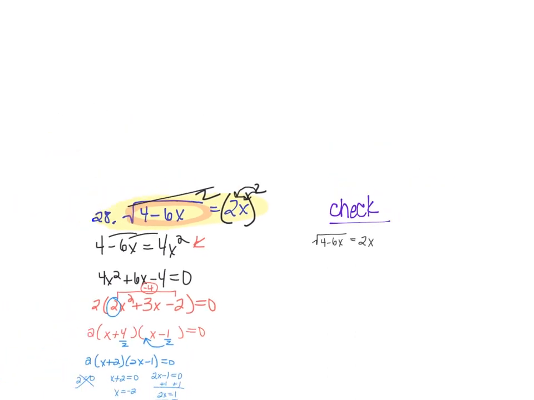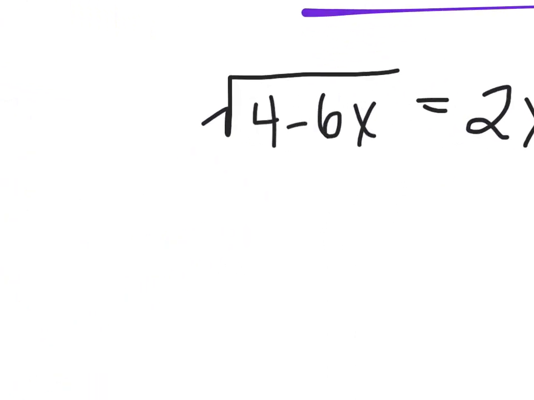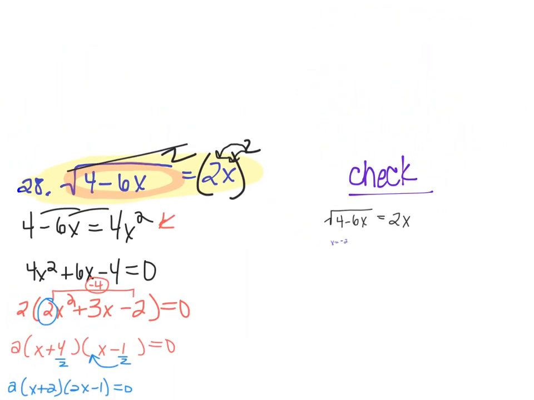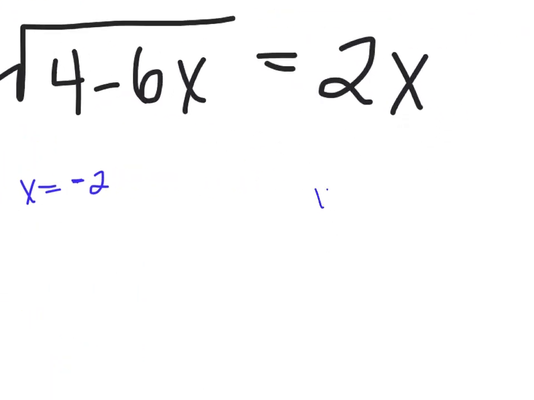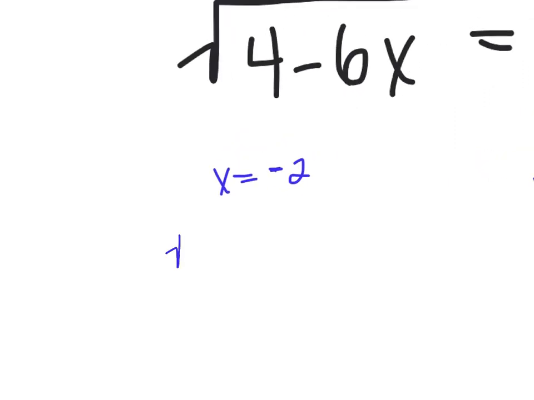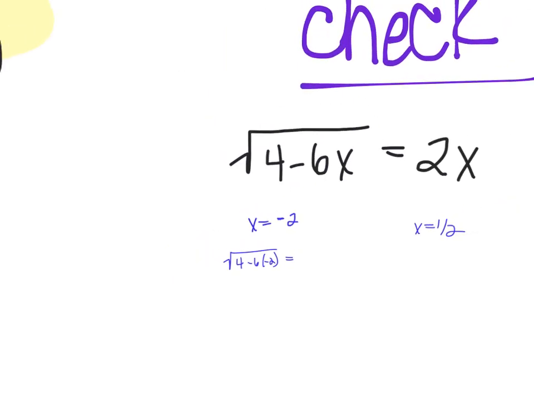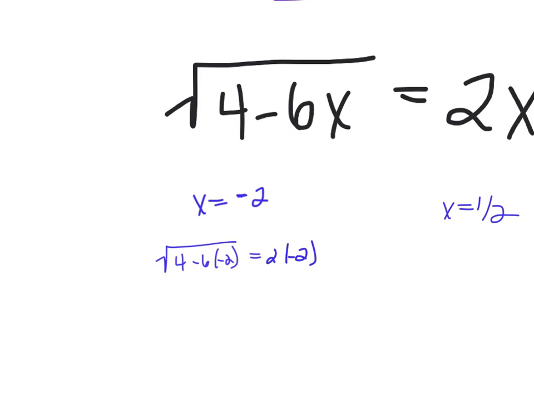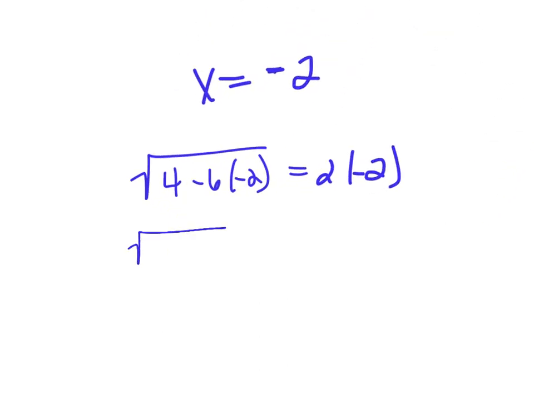So I got x equals negative 2. And what else did I get? X equals 1/2, okay? And we simply plug in. So I have square root of 4 minus 6 times negative 2. Does that equal 2 times negative 2? Order of operations, guys. 6 times 2, okay, so negative 6 and negative 2 is positive 12. So I have 4 plus 12.